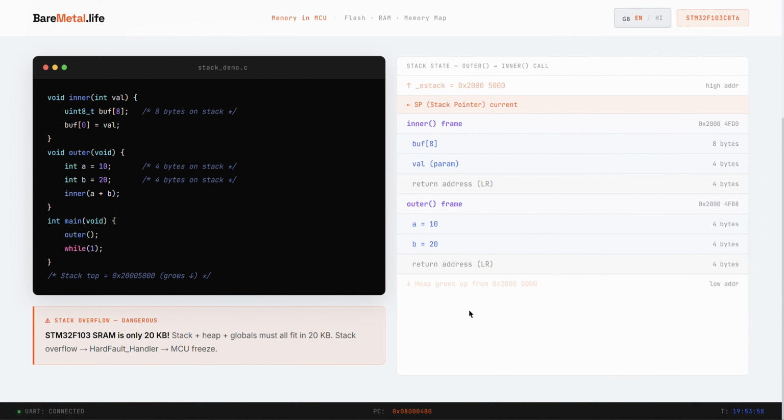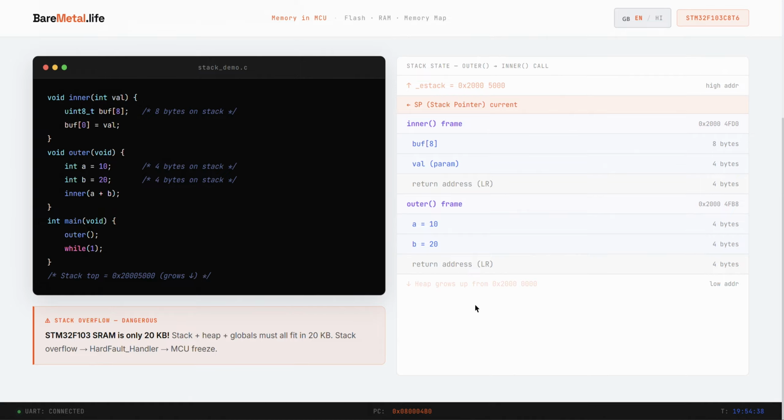If your stack grows too large due to too many nested function calls or large local arrays, it will eventually collide with the heap or other data regions. When that happens, the stack has overflowed. The CPU detects this illegal memory access and immediately triggers the hard fault handler, and your MCU freezes. This is called a stack overflow, and it is one of the most common and dangerous bugs in embedded systems.